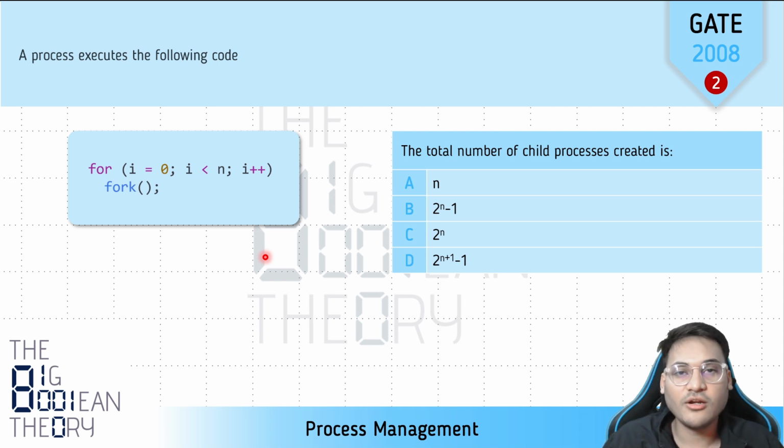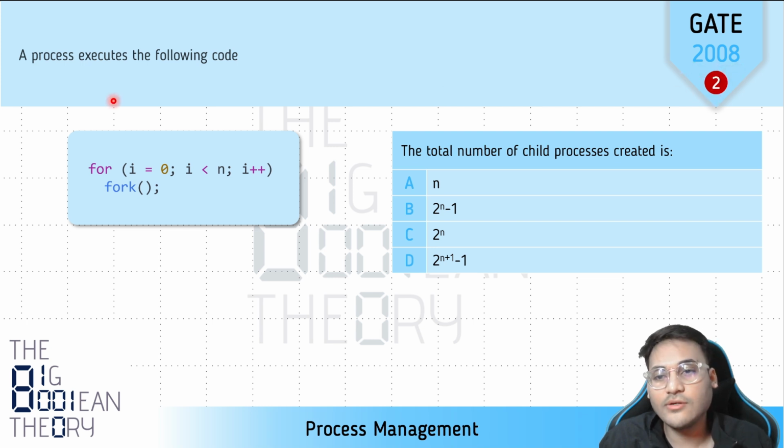This video is part of a lecture series on operating systems, and in this video we are going to solve another GATE question. It was asked in the year 2008 for 2 marks, and it is related to the fork system call, right? So let's read this question. The question goes like this: a process executes the following code. This is the piece of code that this question is referring to.